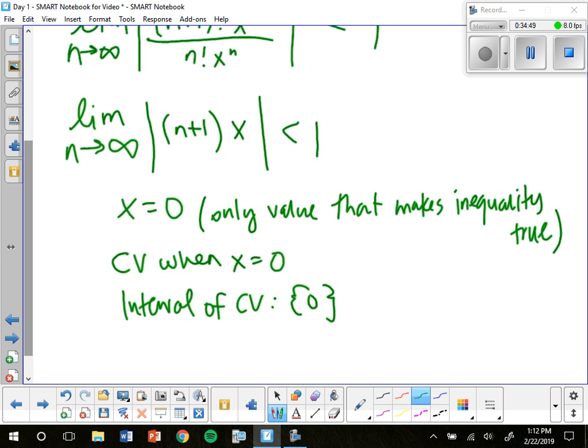Quick pause. What if this was x minus 2? Where would it converge? At 2. It has to converge at its center, because that's what's going to make it 0. Does that make sense? So it's not always x equals 0. It's whatever makes it 0.